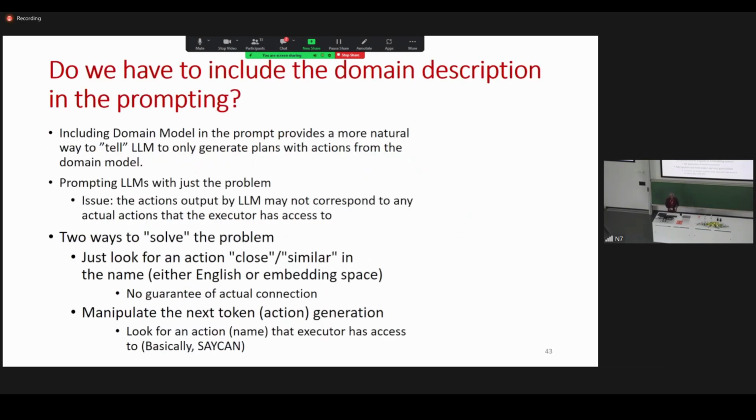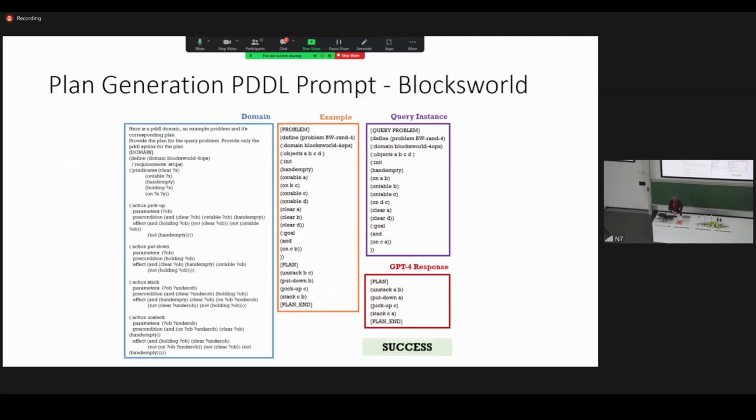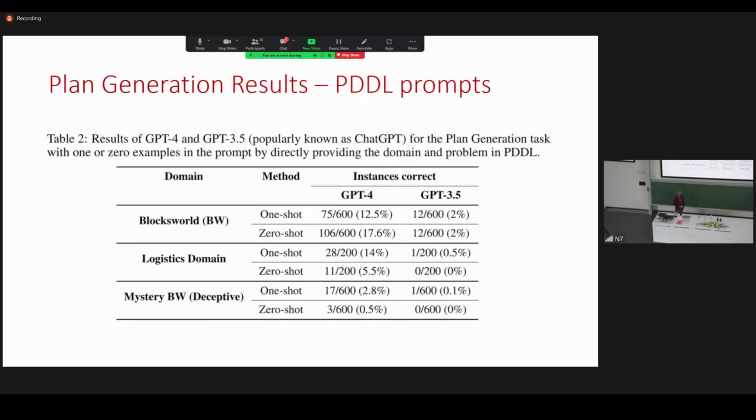Now, while you're sitting here, you might be thinking, why are you telling it what the domain is? Remember, when I showed you the prompt, one of the prompts is basically giving the domain, either in PDDL or in language. So why should we do it? Why can't we just ask without giving the domain? Give me a plan for stacking A and B and C, which is more or less what I did in that text description when I played with ChatGPT. That's what you would probably do.